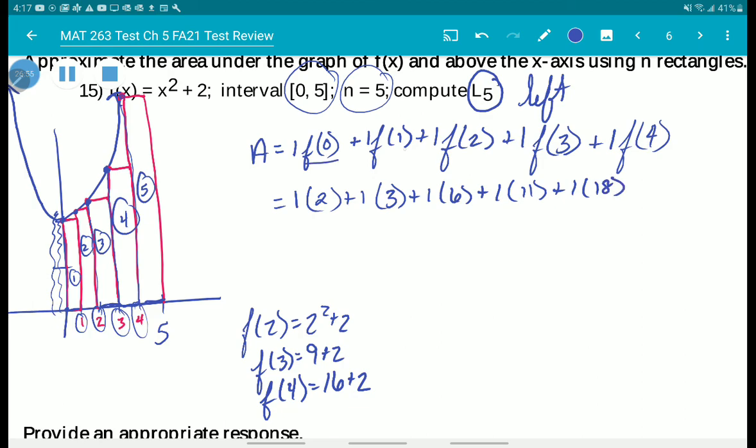So in this step, all I found was what the value of the function was at each of those values. And then we're going to add those together. So I have 2 plus 3 plus 6 plus 11 plus 18. And that gives me 40. So there's my approximated area. Now notice in this case that area would underestimate that curve.